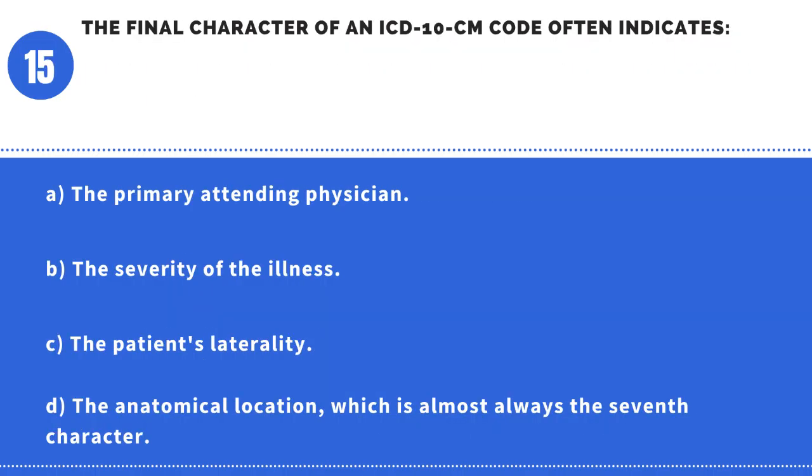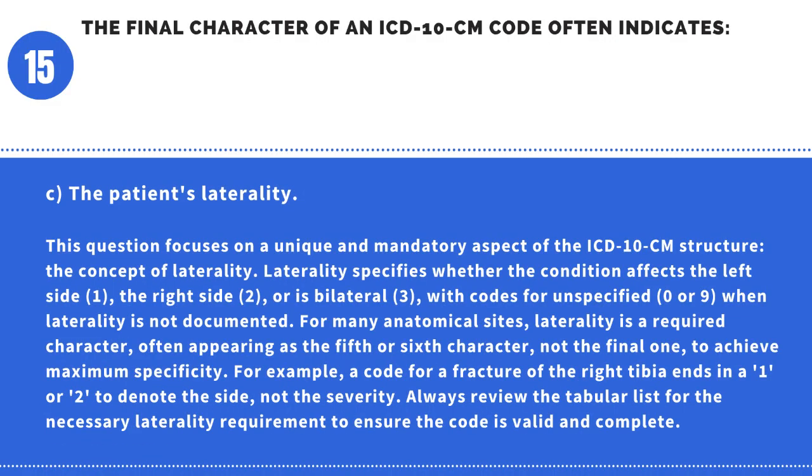Question 15. The final character of an ICD-10-CM code often indicates A. The primary attending physician. B. The severity of the illness. C. The patient's laterality. D. The anatomical location, which is almost always the seventh character. Answer: C. The patient's laterality.